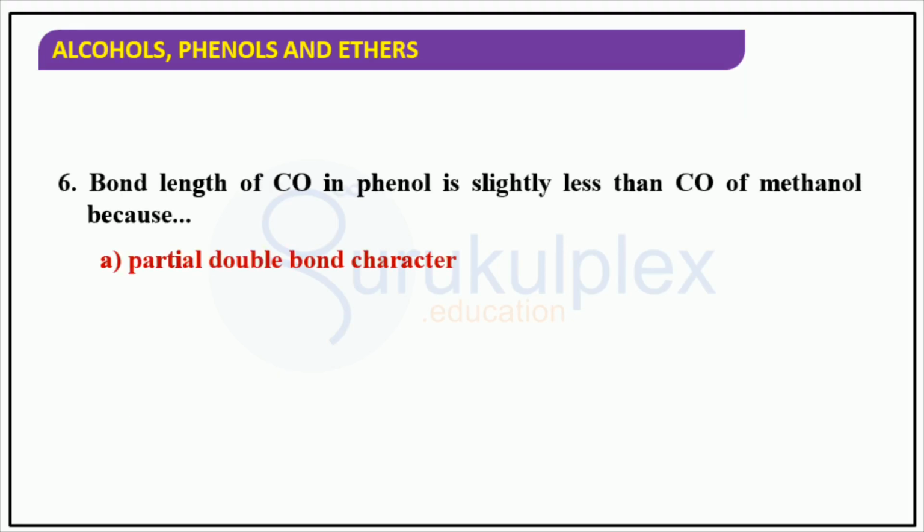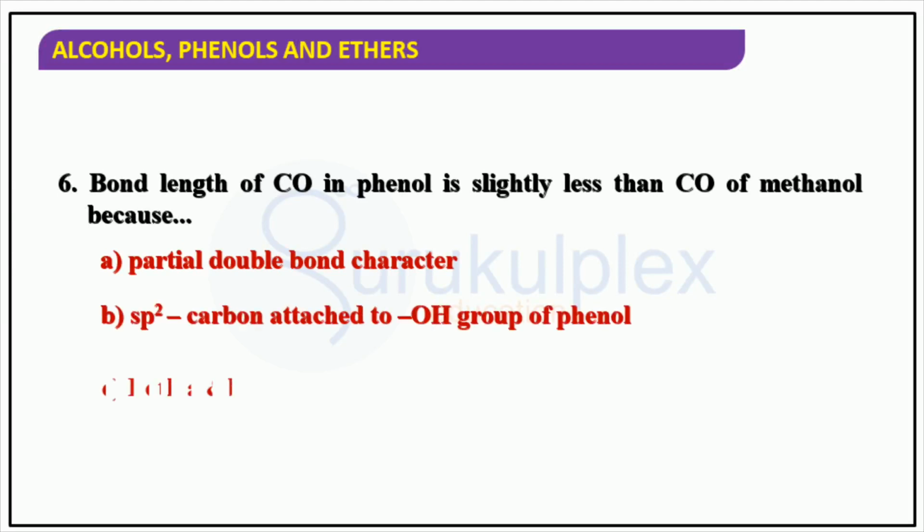Answer. Option C. Both A and B is the correct answer to this question. The CO bond in phenol has lesser length due to its partial double bond character and the sp2 carbon atom attached to the O group.